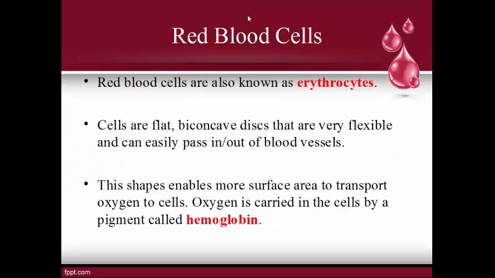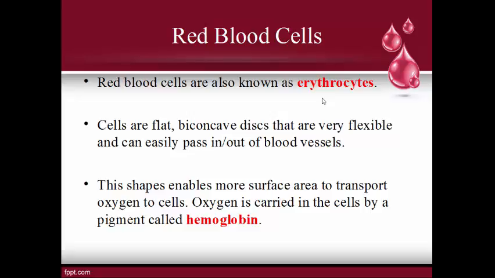Alright, first we'll talk about the red blood cells. The formal name for red blood cells is erythrocytes. The prefix eryth, E-R-Y-T-H, means red, so red cells, red blood cells. Now, these cells are very flat, biconcave, which means they cave in on two sides, and are very, very flexible. So this is how they're able to wiggle their way in and out of blood vessels fairly easily.